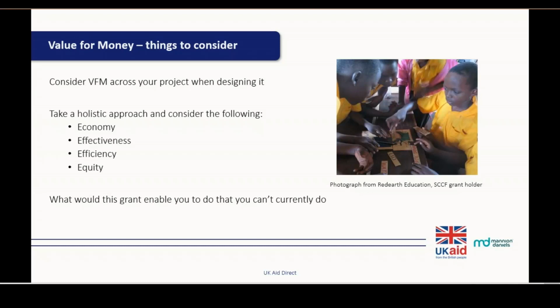And obviously you need to be considering whether you can produce economies of scale by working in partnership. Have you considered this? Can you explain how you've considered this? But crucially, you need to be showing what this grant will enable you to do that you wouldn't already be able to do.